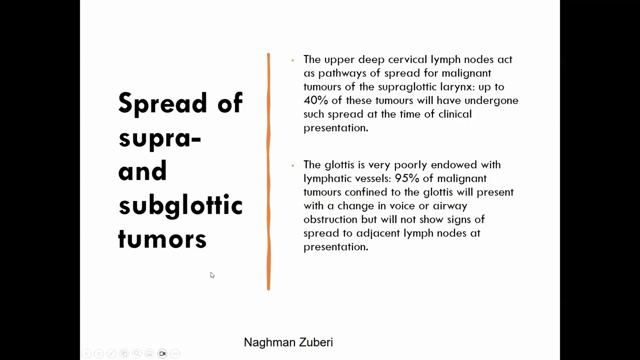Spread of supra and subglottic tumors. The upper deep cervical lymph nodes act as pathways of spread for malignant tumors of the supraglottic larynx. Up to 40% of these tumors will have undergone such a spread at the time of clinical presentation. The glottis is very poorly endowed with lymphatic vessels. 95% of the malignant tumors are confined to the glottis. They will present with a change in voice or airway obstruction, but will not show signs of any spread to the adjacent lymph nodes at the time of presentation.